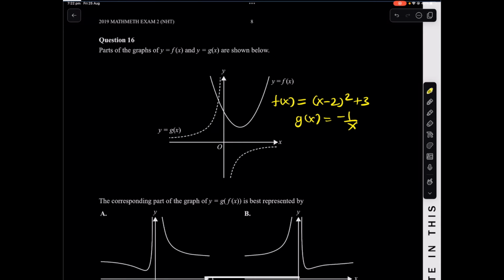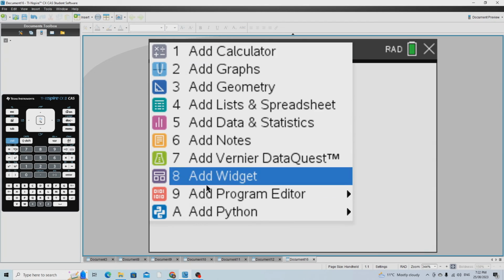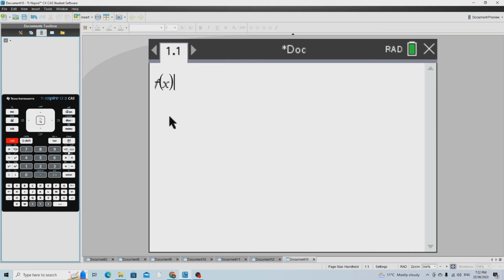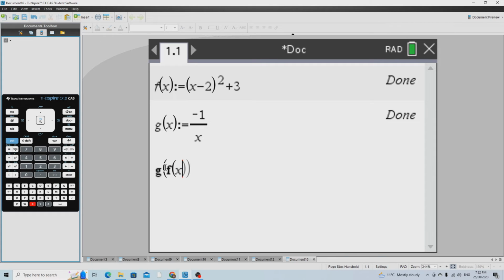So that's pretty much what we can do, let's say control N this, and just define them. So f of x as x minus 2 squared plus 3. And g of x is negative 1 on x. Yep, and what we want to do is find g of f of x.